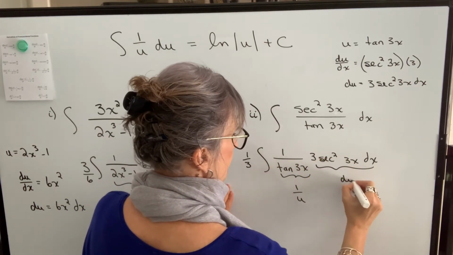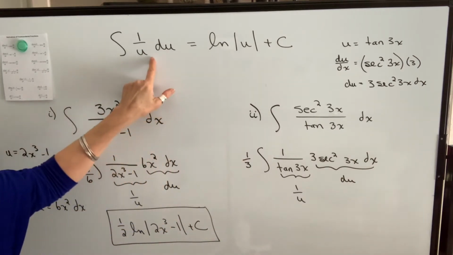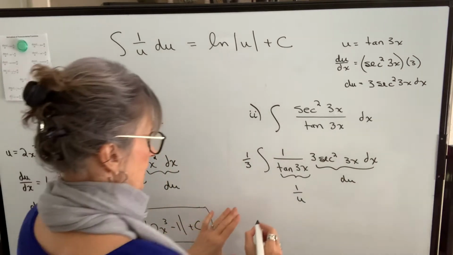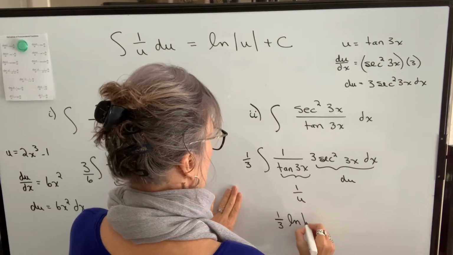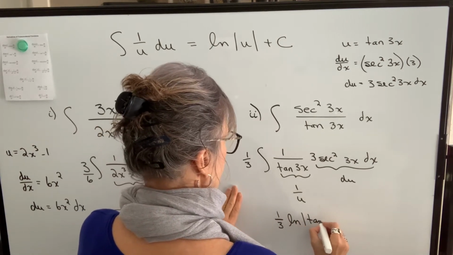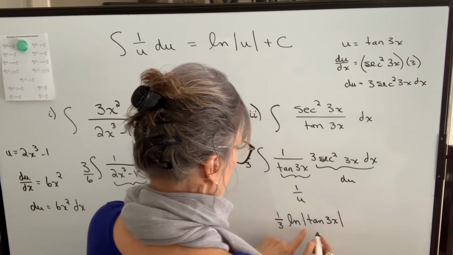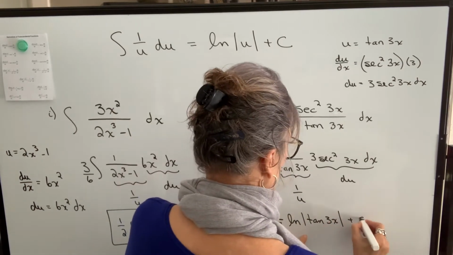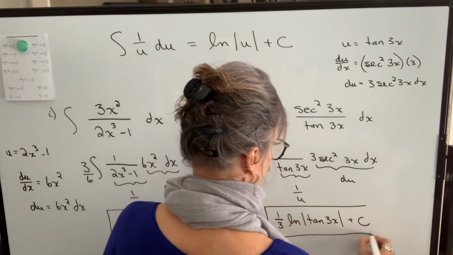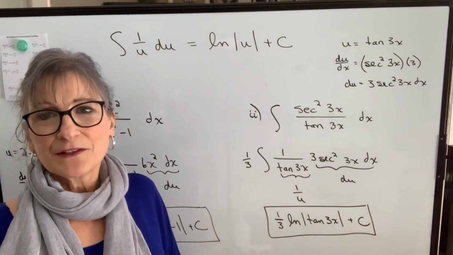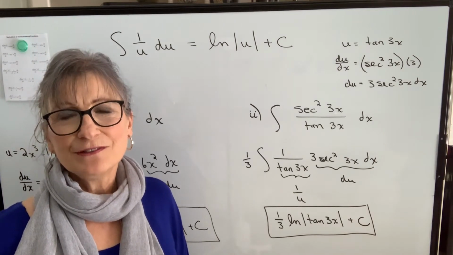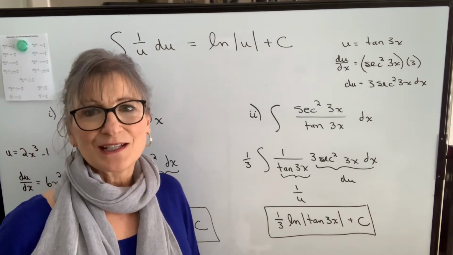So this is my du factor. Now it fits my pattern, 1 over u du. So my integral will be 1/3 natural log of tan of 3x. Put the absolute value signs around it, plus c. So you might have to do a little bit of manipulation in order to identify that that's the pattern you're going to be using. Let's take a look at some more examples.